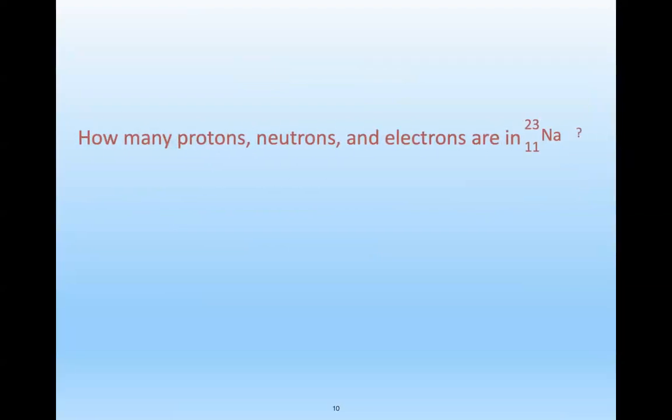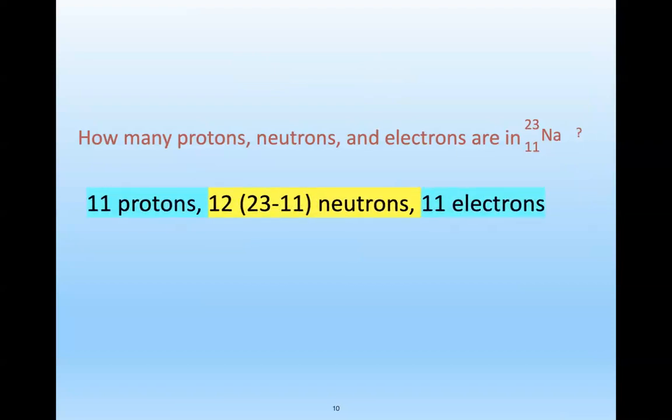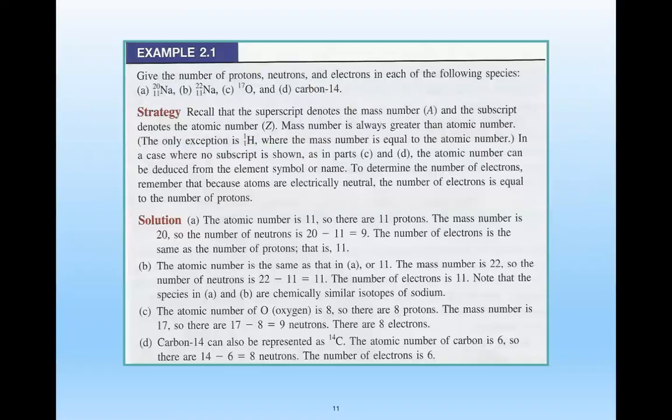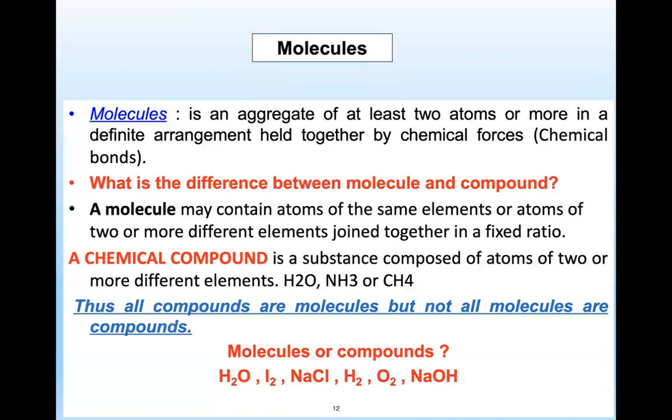Now you can practice with sodium as well. Now I can hear you. How many protons here? How many neutrons? How many electrons? 11 protons? Yes. And neutrons? 23 minus 11 is 12. How many electrons? Yes, 11. Right. Now you can practice with such examples, and please work in groups, as I usually say.